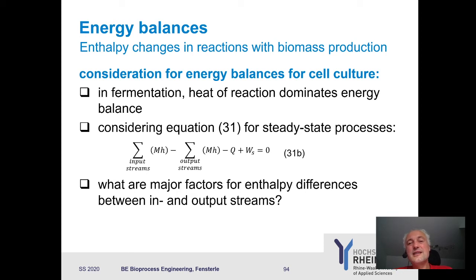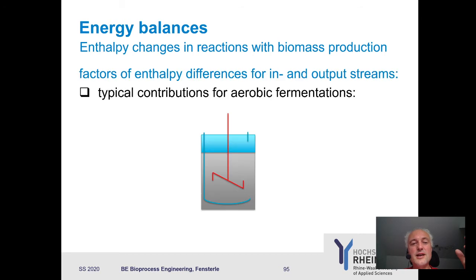If the difference is just 10 digits after the comma, this is cool for mathematicians, but it has no impact at all with respect to the design of the cooling system or value whatsoever. So we will omit that. We don't want to make our life more complicated than necessary. So the question is, if we use this equation for the steady state process, with input streams and output streams, we want to know what the factors are which are relevant for enthalpy differences with respect to input and output stream. Now, let's have a look at a typical contribution for aerobic fermentations.